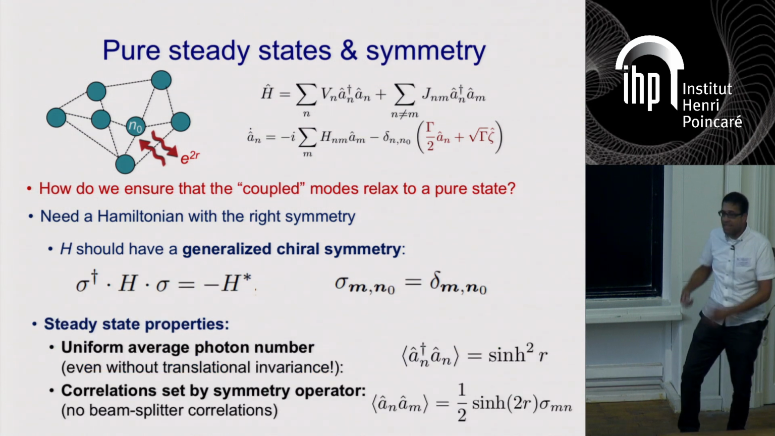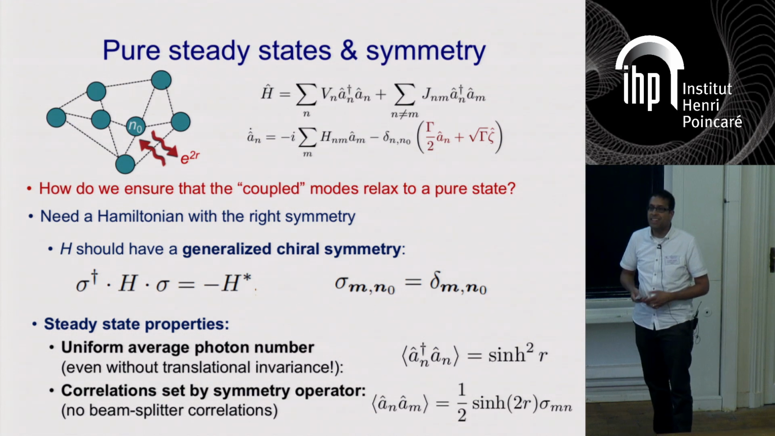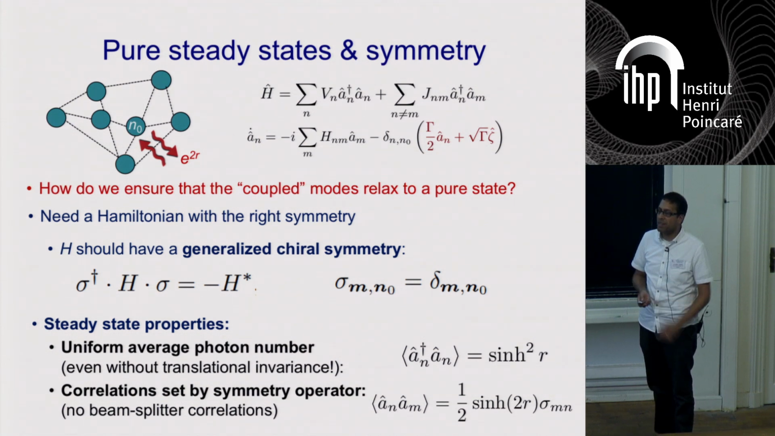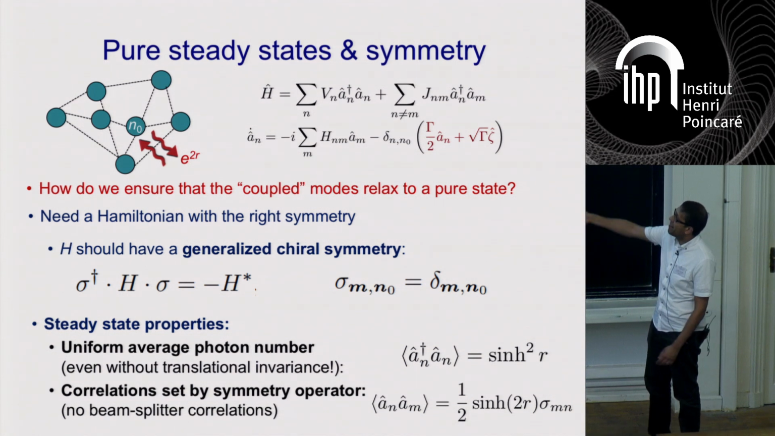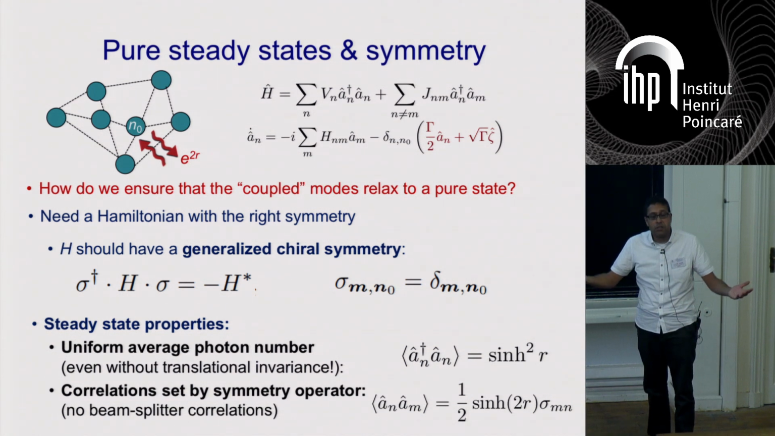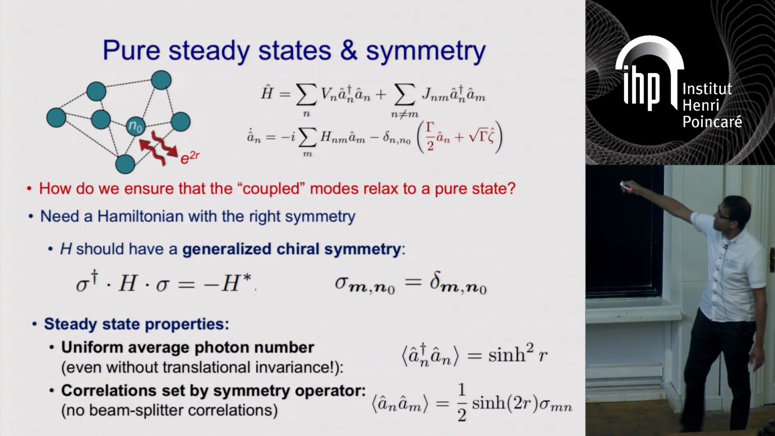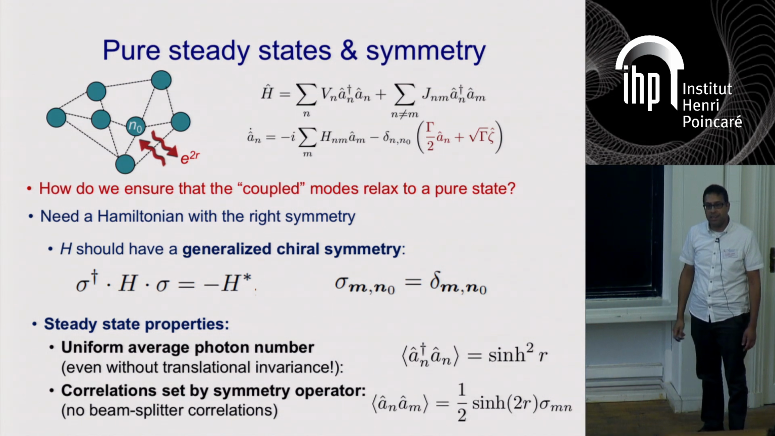So what do I mean by that? At the end of the day, what's the steady state we're going to get? It's going to be some Gaussian steady state, right? We're just talking about linear dynamics here. So the steady state will be characterized by some average photon number on each of those lattice sites. And the first really nice thing is that the average photon number is completely uniform on all sites.